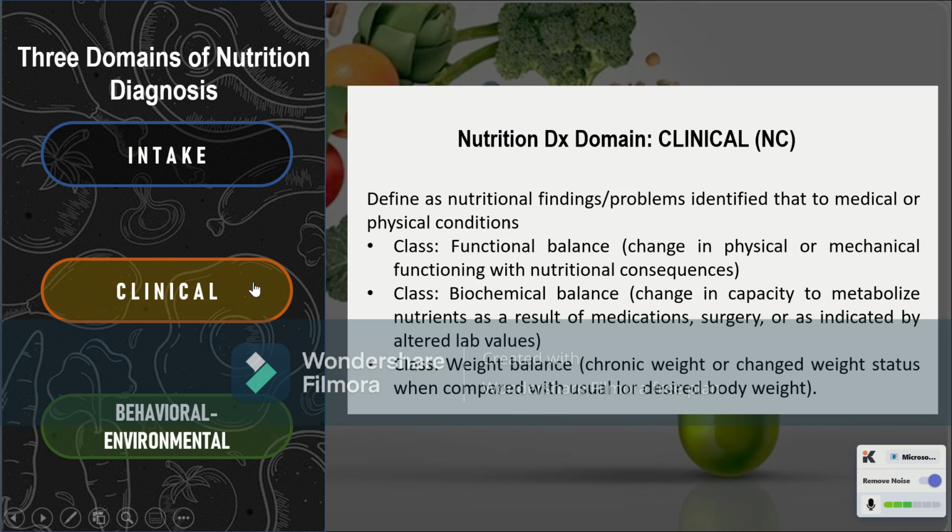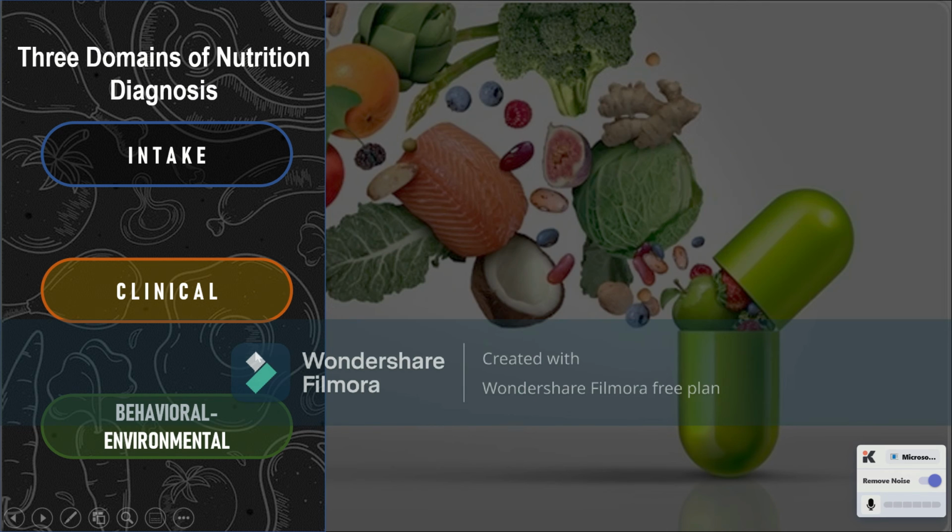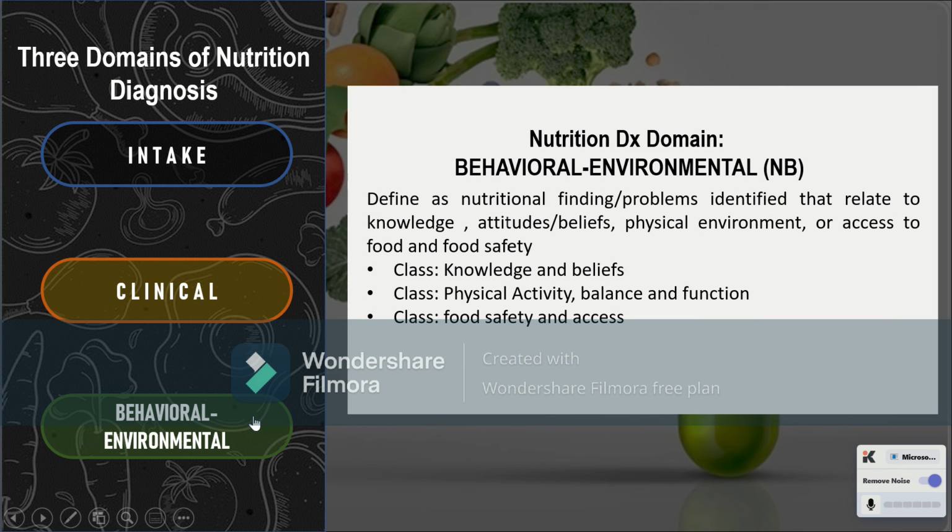So, yung weight balance refers to a chronic weight or change in weight status when compared with the usual or desired body weight. Kaya nga dapat in every change in our weight status, matagdagan man yan or mabawasan, dapat normal pa din yung ranges ng BMI because there are different possible consequences or nutritional problems that are related sa pag-change ng weight status natin. Yung ating behavioral environmental or NB.